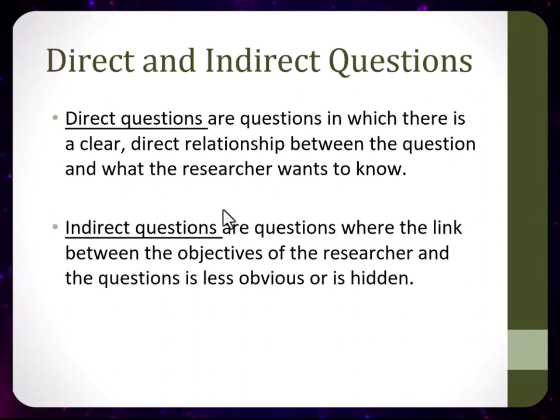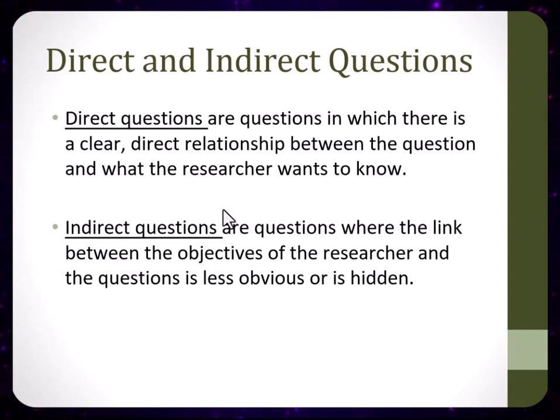For the most part in our surveys, we're going to be asking what are called direct questions. Direct questions are questions in which there's a clear, direct relationship between the question that's being asked and what the researcher wants to know. So this may be something as simple as, what is your age? What is your race? What is your gender?